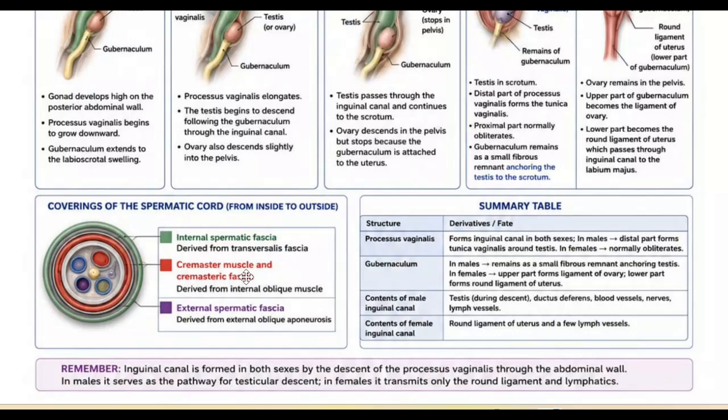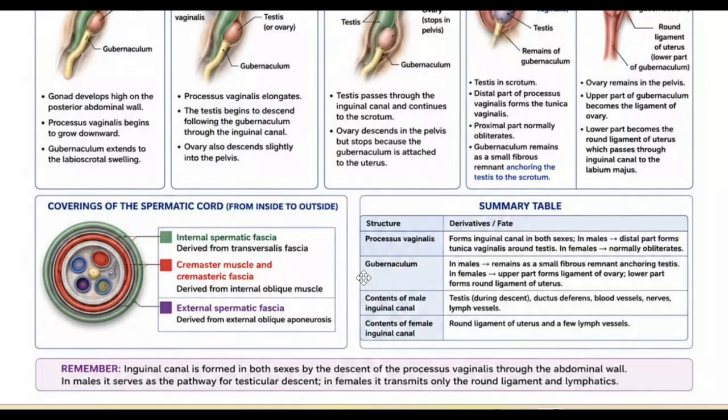Now the next layer it is going to pierce is finally the external oblique aponeurosis, the most superficial muscular layer in the abdominal wall. It pushes through the external oblique aponeurosis. This forms the superficial inguinal ring, that is the hole in the external oblique aponeurosis. From its margins it takes a covering, and this covering is called the external spermatic fascia, which is the outermost covering.